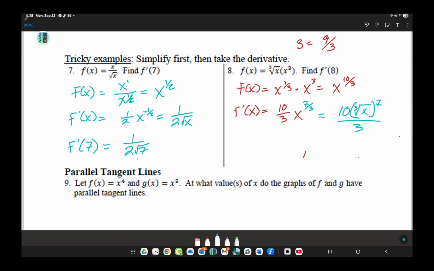Yeah, it's best to write it down. Now, why is it best to write the 7 power outside the radical instead of inside? All right. What's 8 to the 7th power? Big number. It's a big old number, isn't it? Would it be easier to cube root 8 first and then raise 2 to the 7th power? Yeah. So, f prime of 8 would be 10 times the cube root of 8 to the 7th power over 3. Now, the cube root of 8 is what? 2. And 2 to the 7th power is 128.